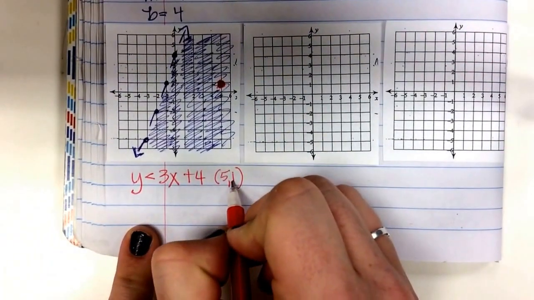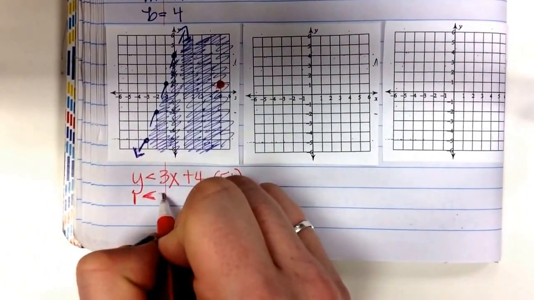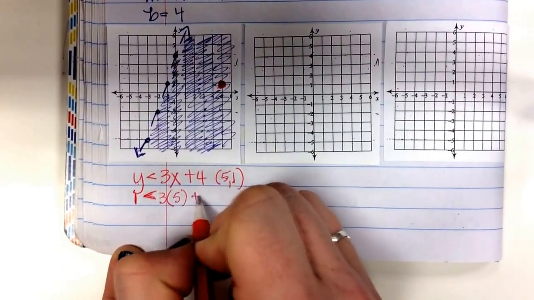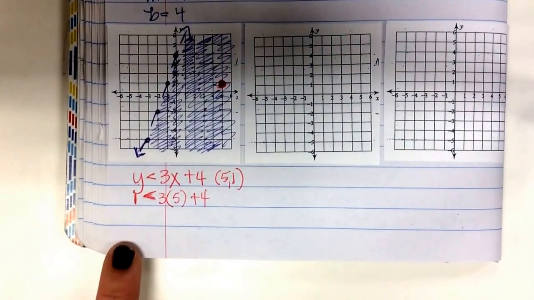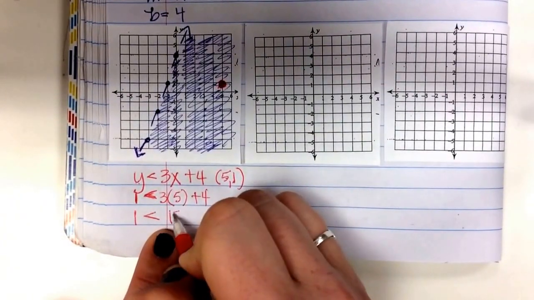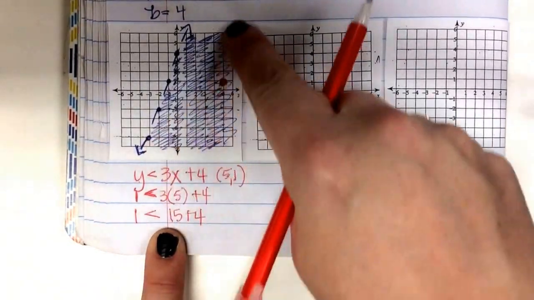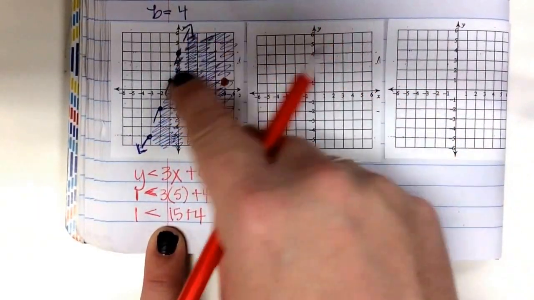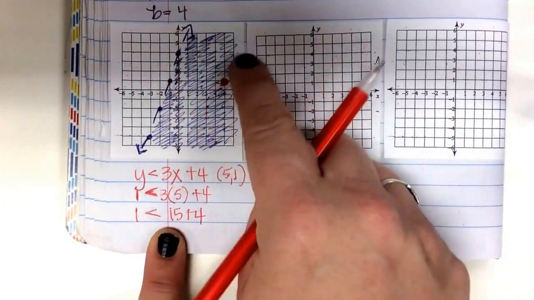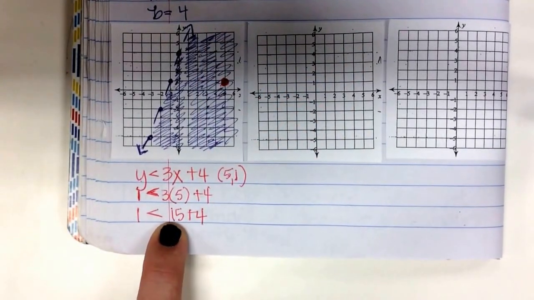Let's test it. 1 is y. Y is less than 3 times 5 plus 4. 1 is less than 15 plus 4. Is that true? Yeah. Any ordered pair over here in this whole shaded region, not on the line, but in this whole shaded region, anything in here makes this a true statement.